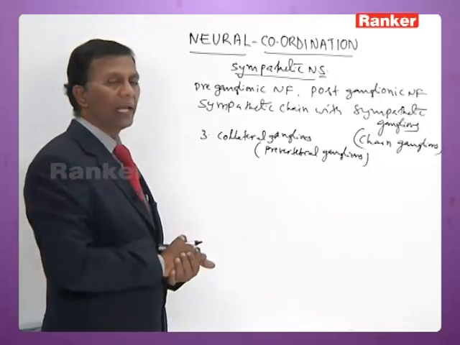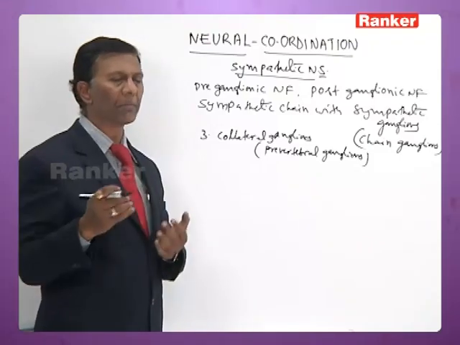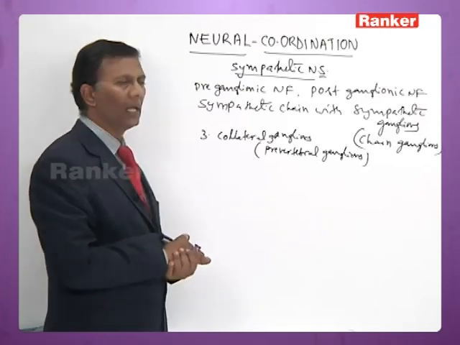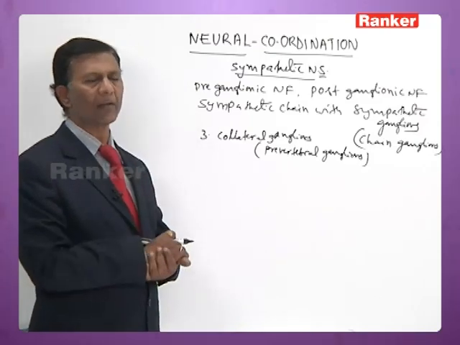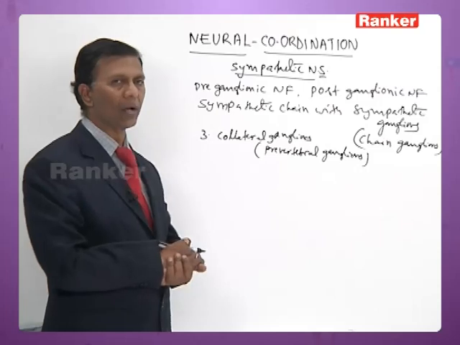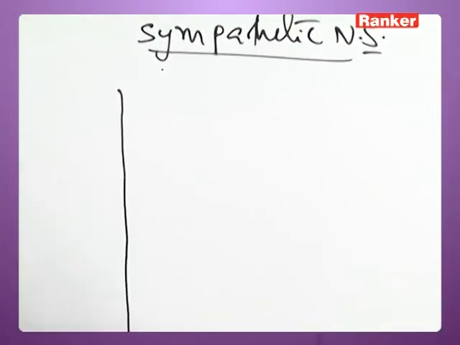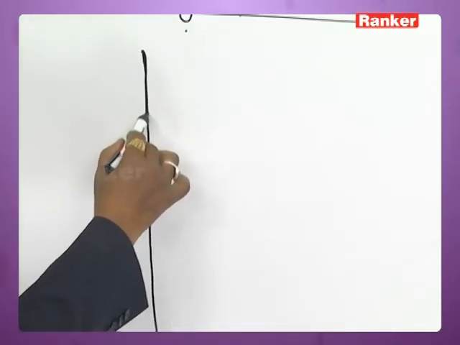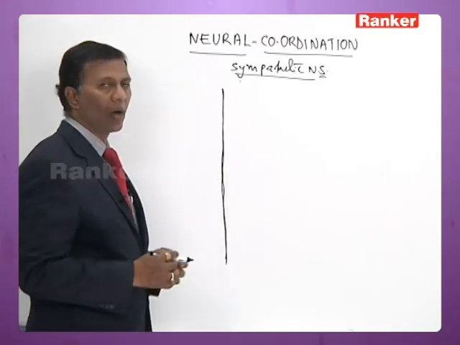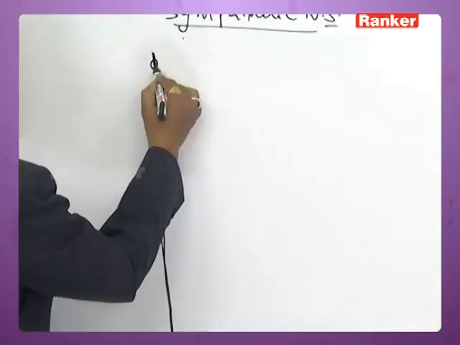So it has got preganglionic nerve fibers, postganglionic nerve fibers, a sympathetic chain with a series of sympathetic ganglions, which are called chain ganglions or sympathetic ganglions. Then three collateral, three pairs, three this side and three on the other side of the vertebral column. Three collateral ganglions are also called prevertebral ganglions. Now the sympathetic chain extends on either side of vertebral column, or you can say on either side of the dorsal aorta. Now the sympathetic chain consists of a series of sympathetic ganglions.